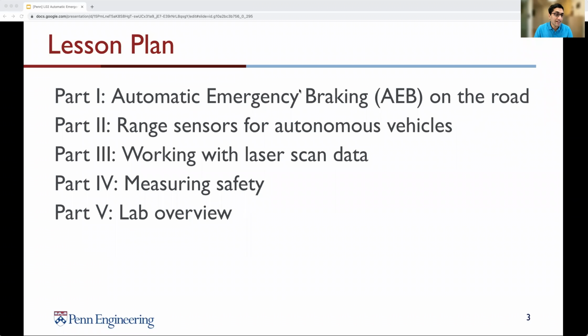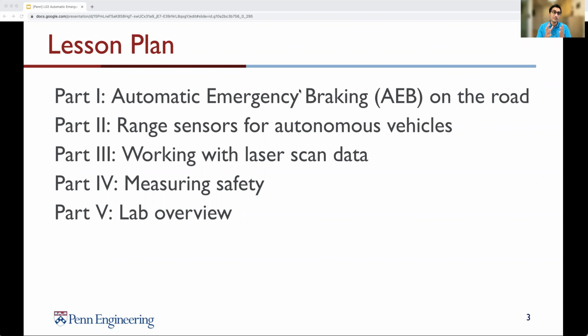So today's lesson plan is split into 5 parts. First, we just understand automatic emergency braking on the road, how it is used by today's cars, and what is the roadmap for cars in the years to come. What are the hazards today's cars see and how do they respond to these?